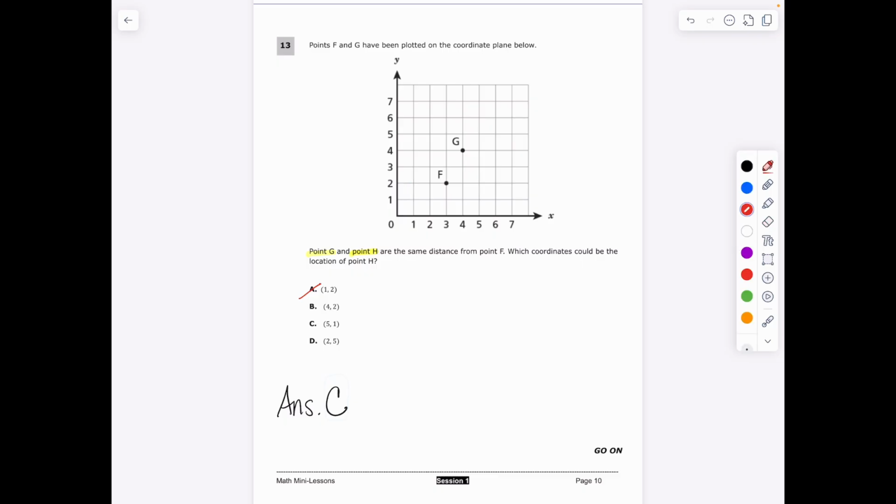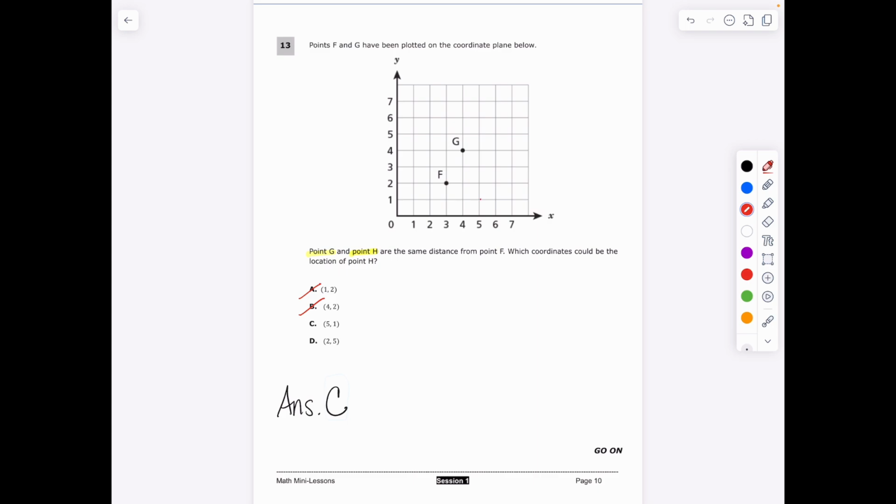Let's go to the next one, 4, 2. So over to 4, up 2. So again, they're asking, is this the same distance as this? No, this is not the same distance as this. The H is super close, so I can cross that one out. And I'm just thinking about it as walking. So let's go to the next one, C, which is 5, 1, which is the correct answer.